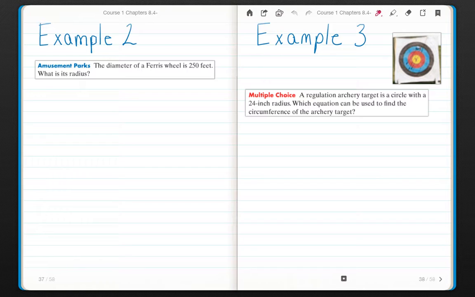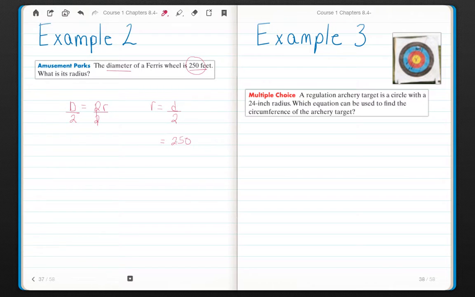All right, example 2. The diameter of a Ferris wheel is 250 feet. What is the radius? Well, I know that the diameter equals 2 times the radius. If I want to find the radius by itself, I divide both sides by 2. So the radius equals the diameter divided by 2. The diameter is 250 feet, so the radius equals 250 divided by 2, which is 125 feet. Still a pretty big Ferris wheel. If you know the diameter, divide it by 2 to find the radius. If you know the radius, multiply it by 2 to find the diameter.